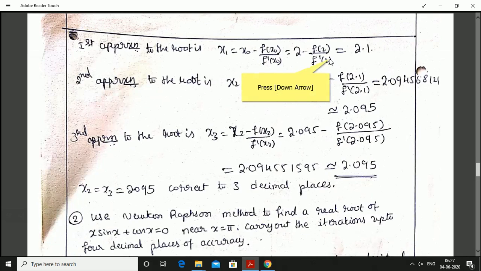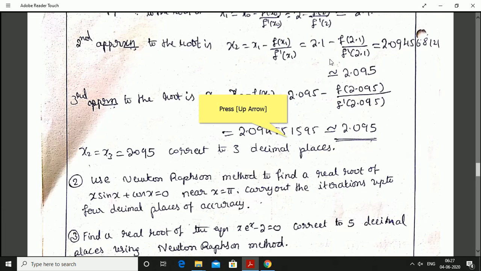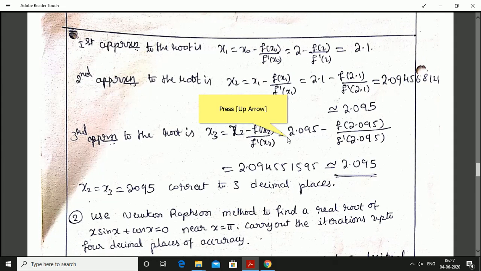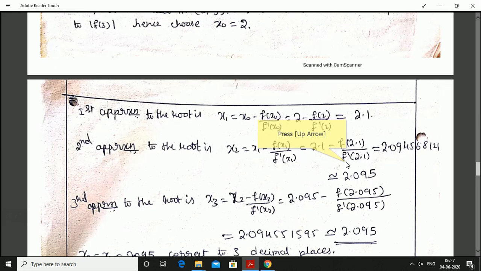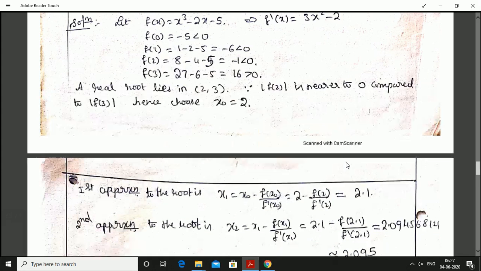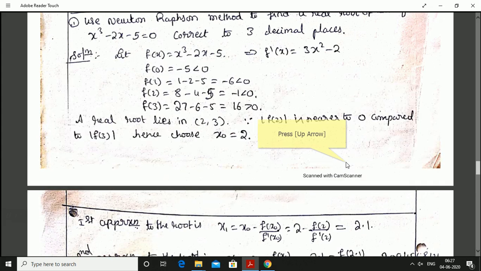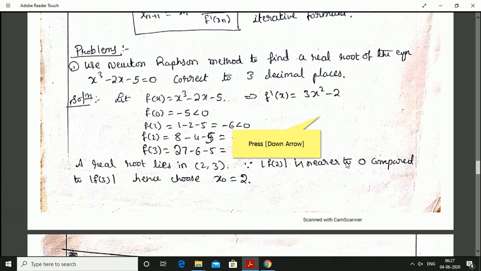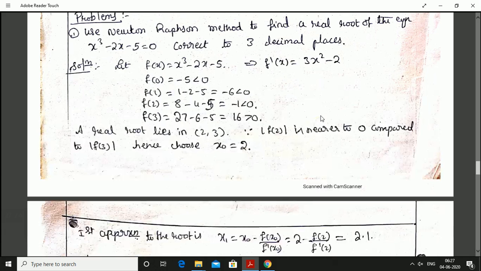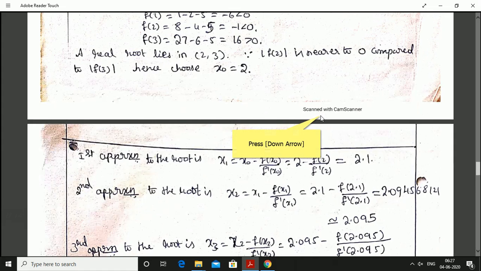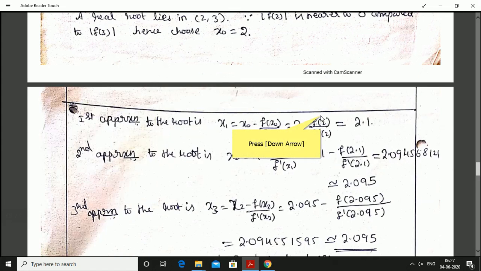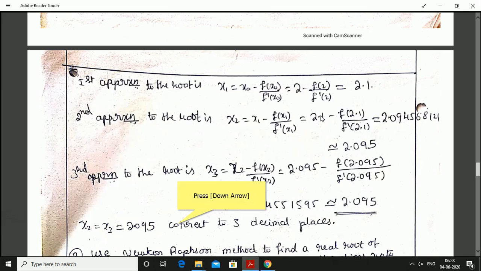Press, and it comes out as 2.094551595. All the 9 decimal places we have written. But in the question what they asked is correct to 3 decimal places. Now we'll approximate the solution correct to 3 decimal places.